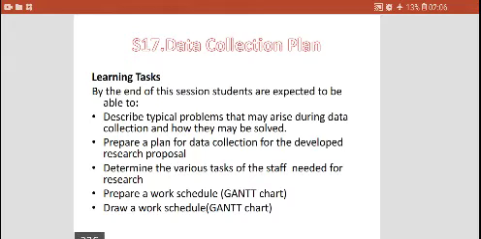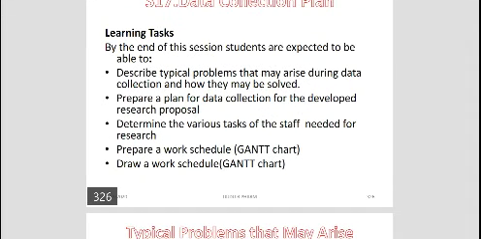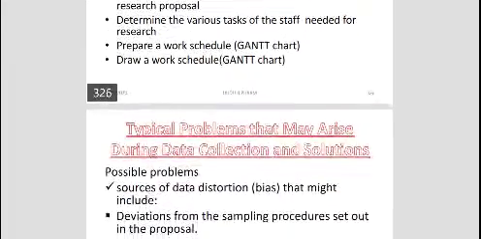You should be able to prepare the work schedule, or the Gantt chart. Also, you should be able to draw the work schedule, which is the Gantt chart.